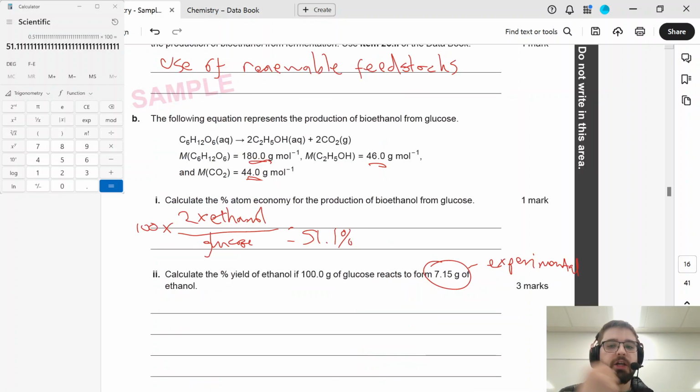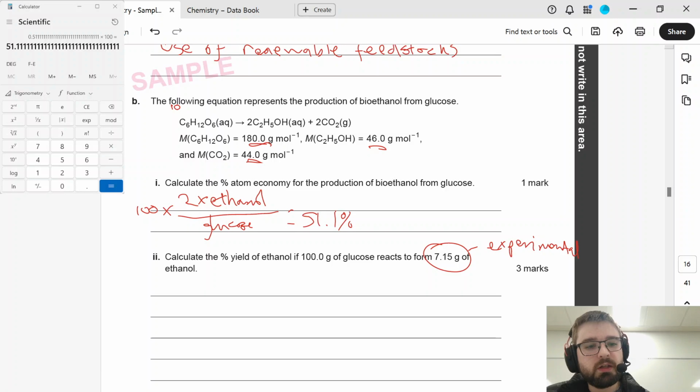So 100 grams forms 7.15. So basically, what mass would we expect of ethanol? And here's our equation here. So we've got... So I'll do my work in here. So we want to figure out the amount of ethanol that we would expect.